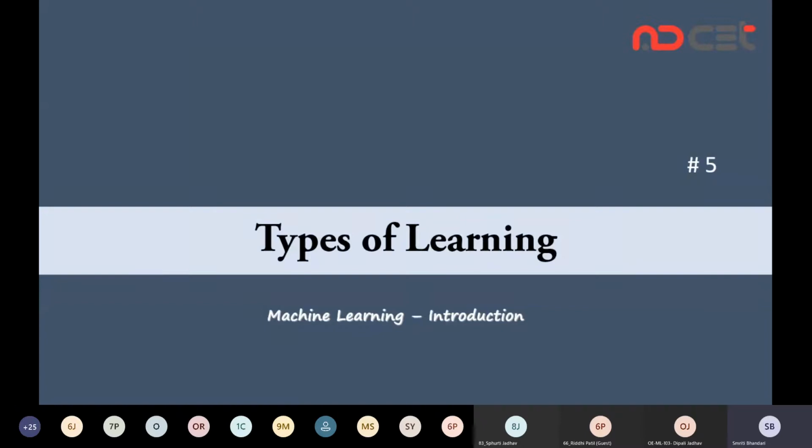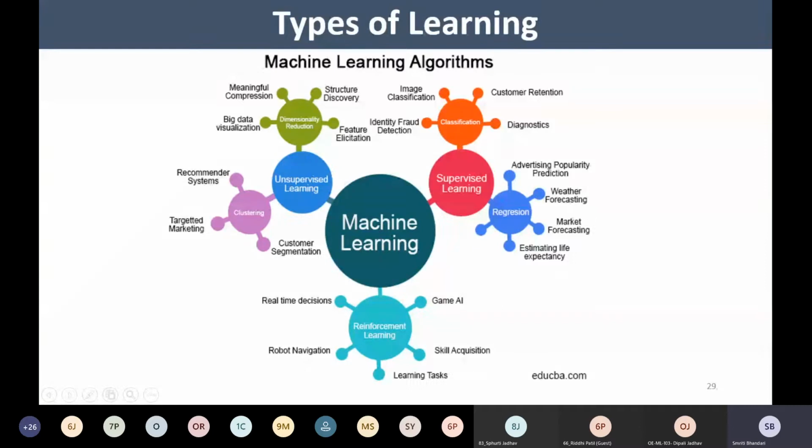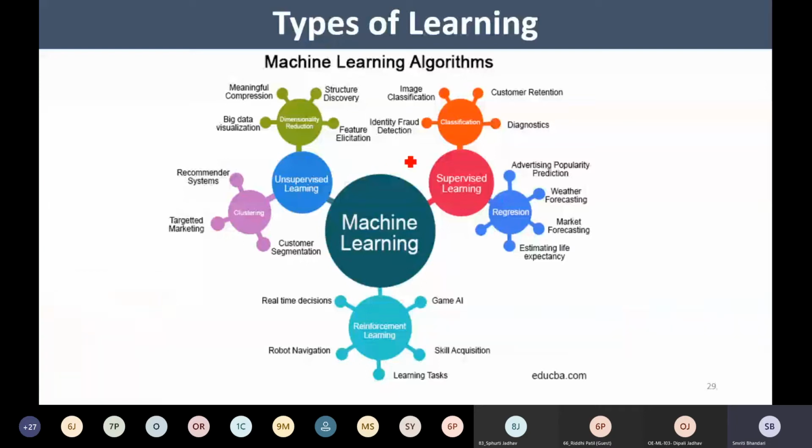So as we have seen earlier, we are having three important kinds of learning algorithms. What are these three types? We are having supervised learning algorithms, unsupervised learning algorithms, and reinforcement learning algorithms.